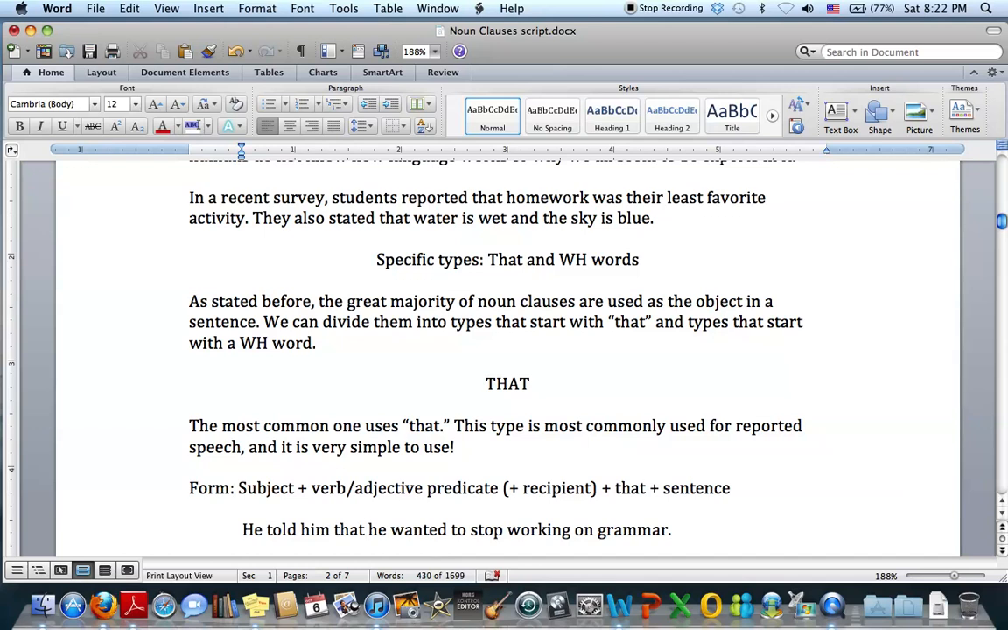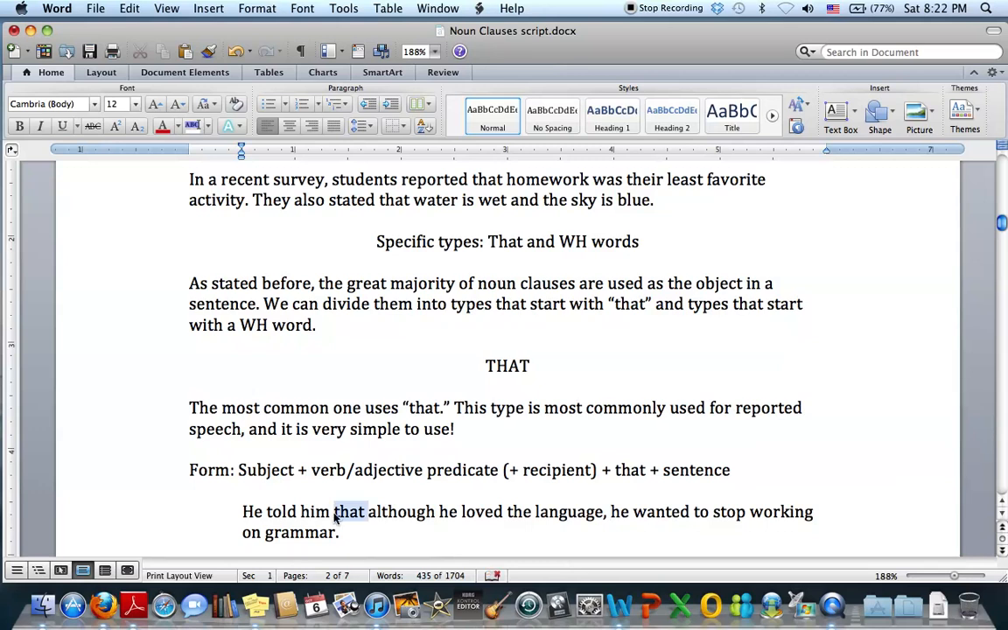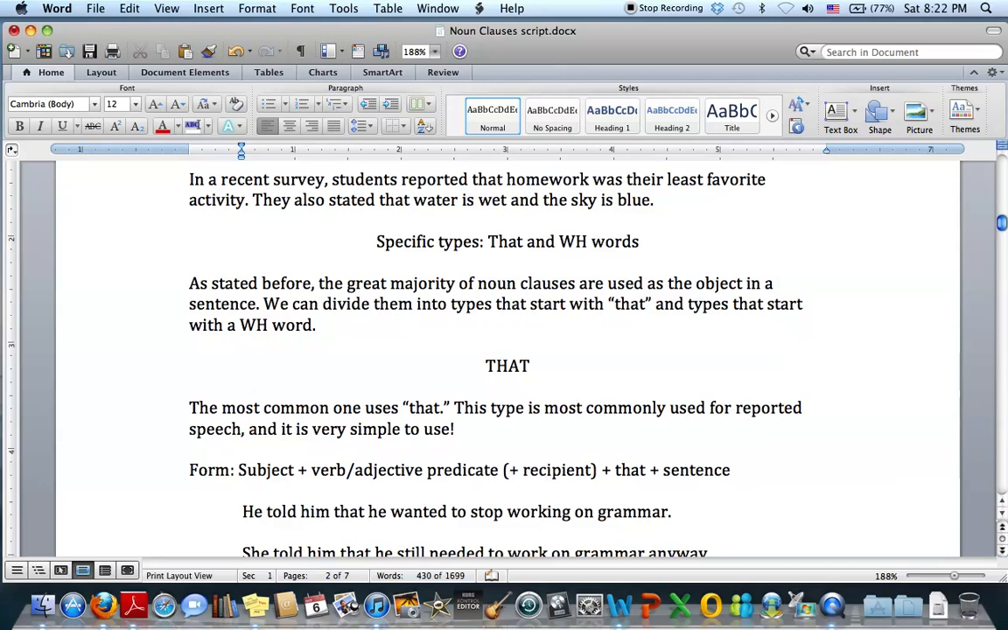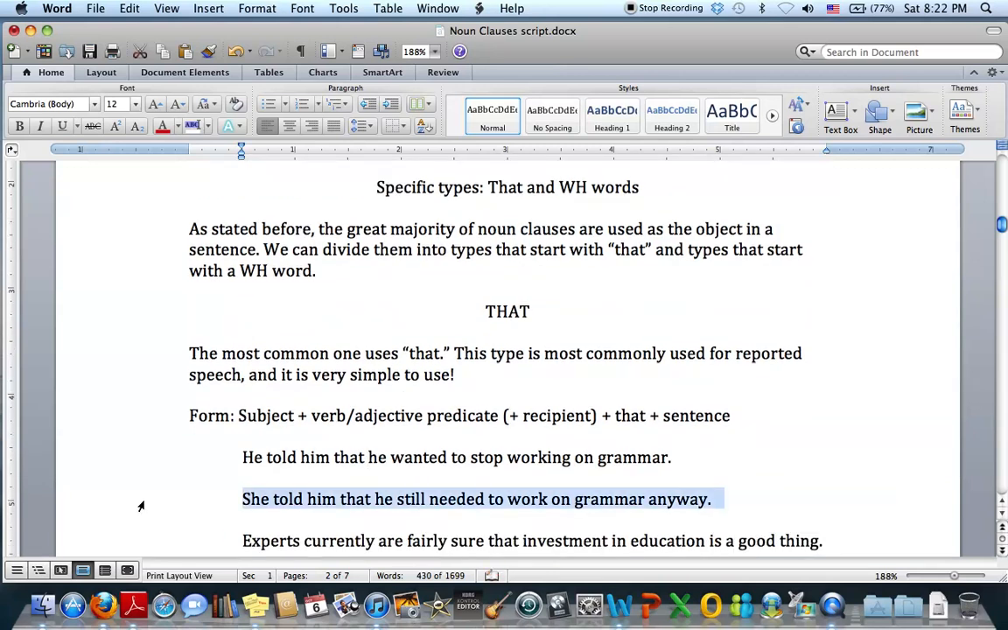I'm going to start it with although. Although he loved the language. So I can do this. I have this that, boom, and now right after it, here's a subordinate clause. Although he loved the language. Okay, so we've got this subordinate adverb clause, and now we have an independent clause after it. He wanted to stop working on grammar. I can do that quite easily. It doesn't have to be a simple sentence after that. Okay, let's take a look at another example. She told him that he still needed to work on grammar anyway. Aha! Just like we saw before, we have tell.